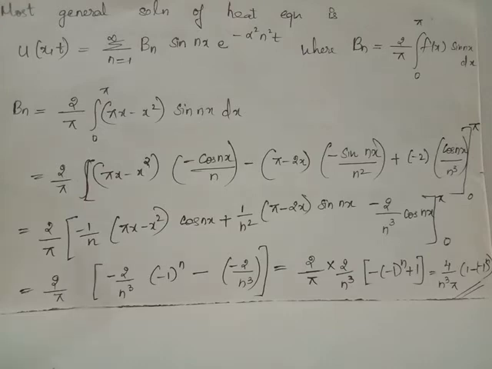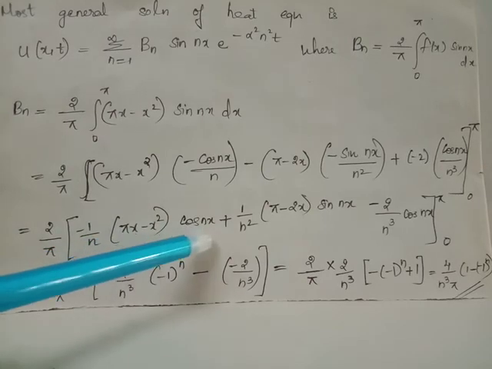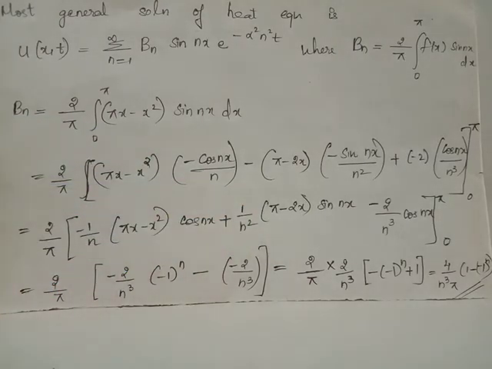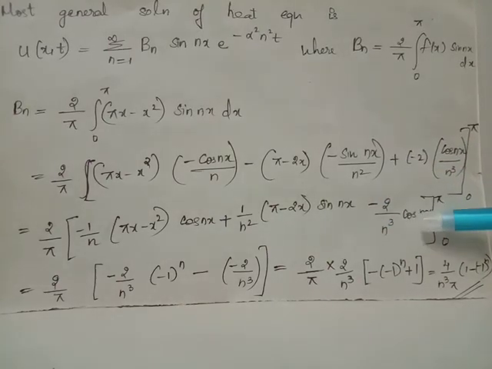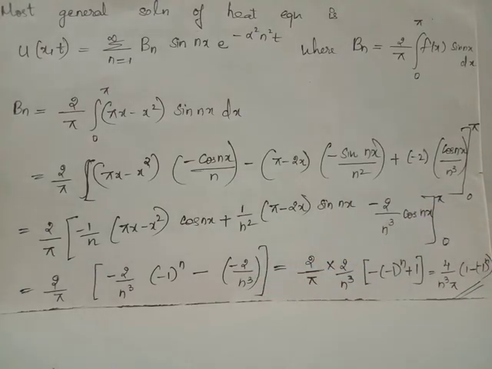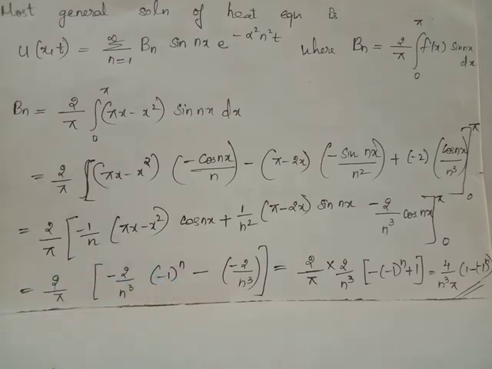Or you can consider x can be taken common from this bracket. When you give x = 0, this complete term becomes 0. Here when you give x = 0, we have sin 0 becoming 0. When you give x = 0 here, we have cos 0 becoming 1, and thus we have this term obtained. Since we are using the lower limit, we have a negative sign here and we obtain the term −2/n³. Thus we have bn = 4/(n³π) multiplied by (1 − (−1)^n).